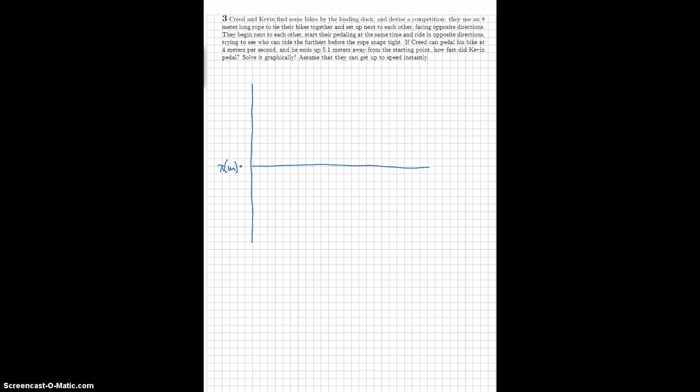So I know that Creed goes 5 meters away, about a little more than 5 meters away. Kevin's got to go a little less than 3 meters away. I'm going to use that to do my scaling. I want to make sure my graph is as big as it can be. And let's see, if Creed's going 4 meters per second, the rope's 8 meters long, this whole thing can't take more than 2 seconds. So I'll go in 1/10 of a second increments.